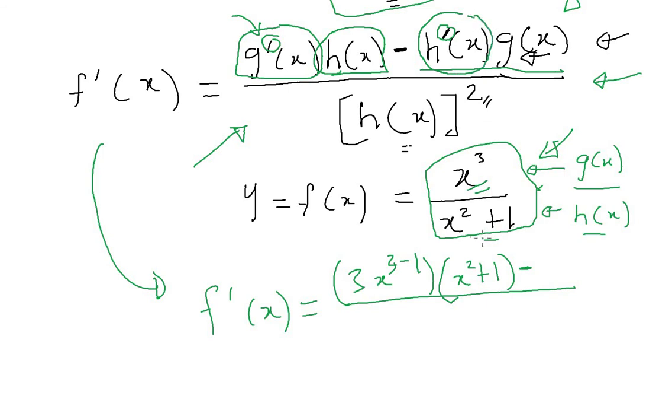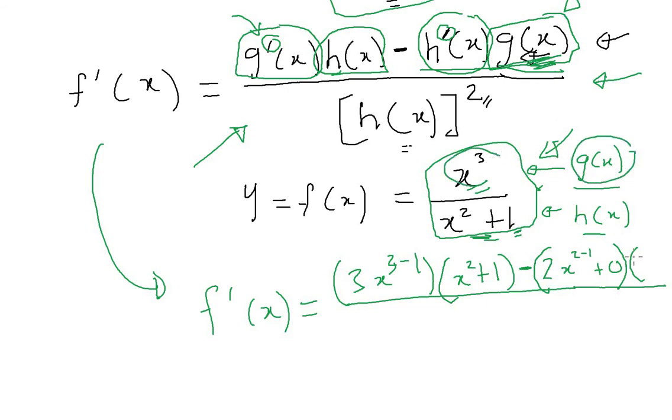So this is h of x. We are going to differentiate this. 2 comes in front, x to the power 2 minus 1. 1 is a constant, so this becomes 0. And now the rule is telling us the other function will remain as it is. So g of x, the first function, remains as it is.